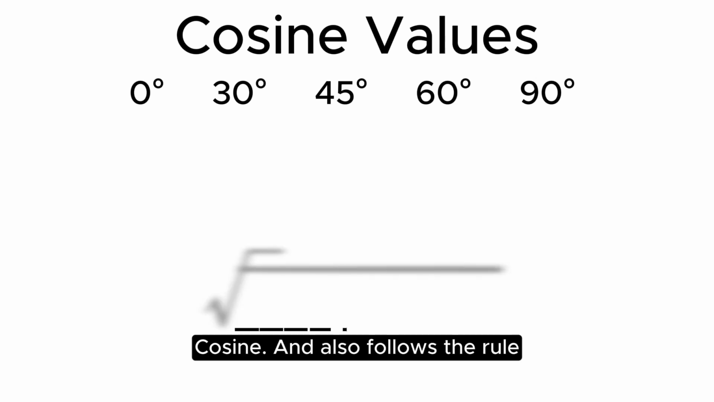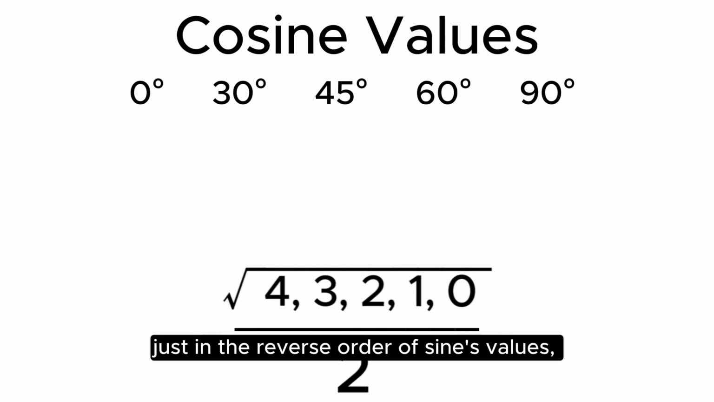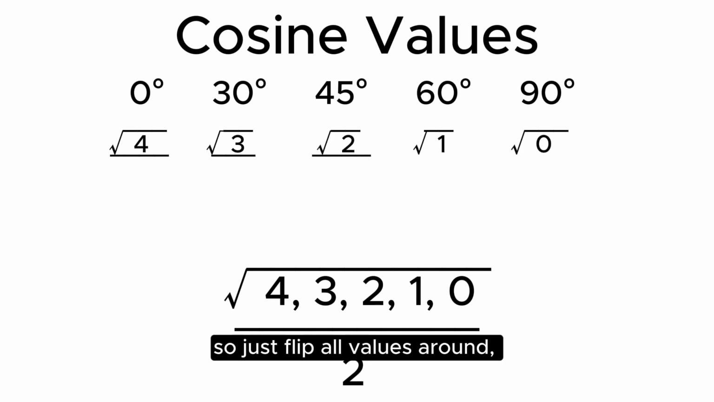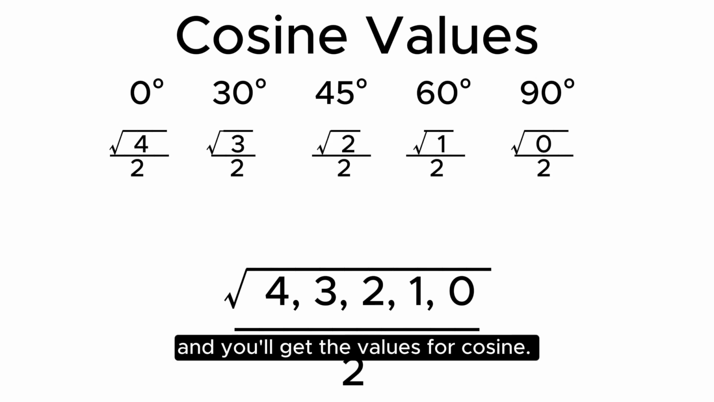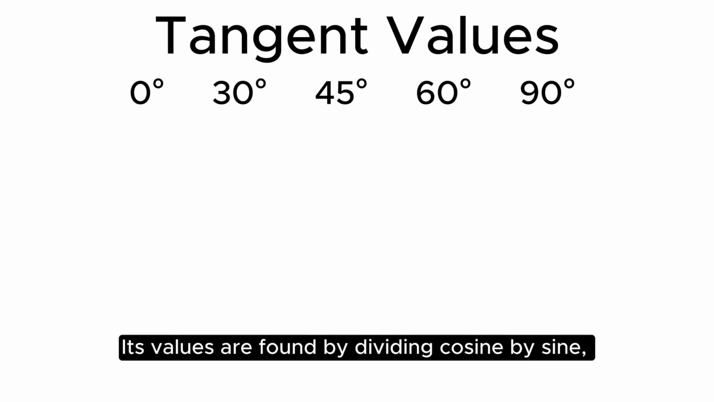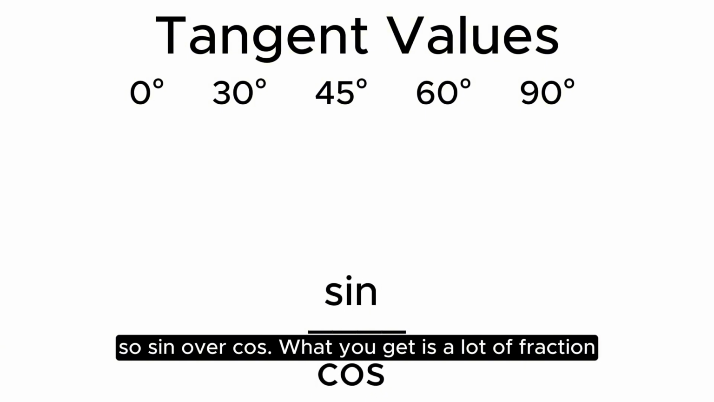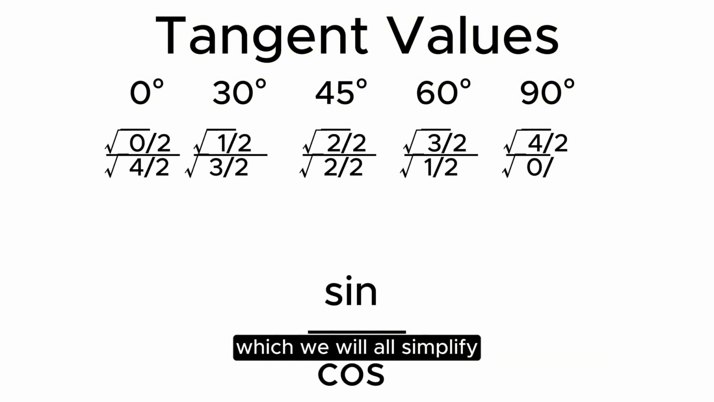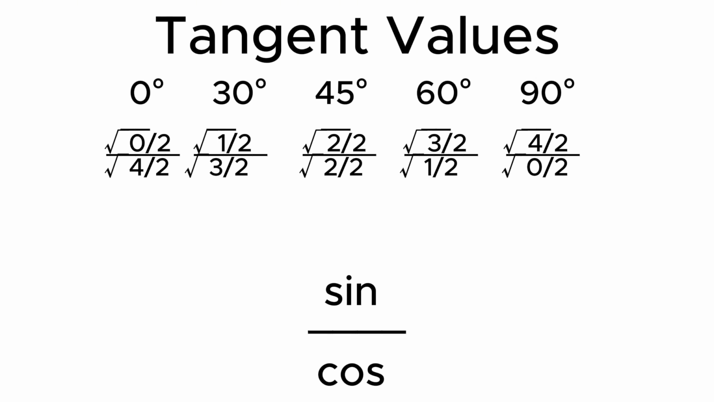Cosine. It also follows the rule, just in the reverse order of the sine's values. So just flip all the values around and you get the values for cosine. Tangent. Its values are found by dividing sine by cosine, so sine over cos. What you get is a lot of fractions, which we will all simplify, including cosine and sine, later.